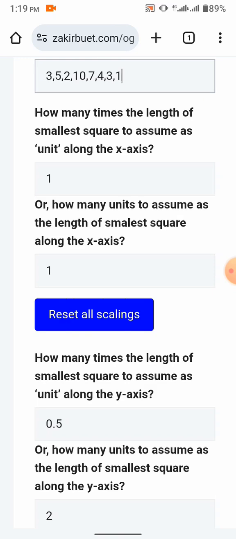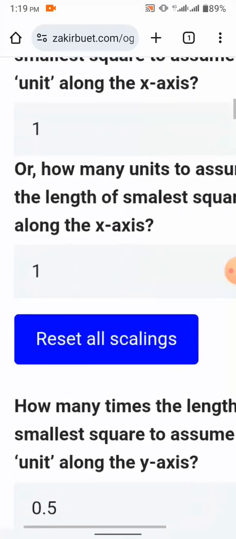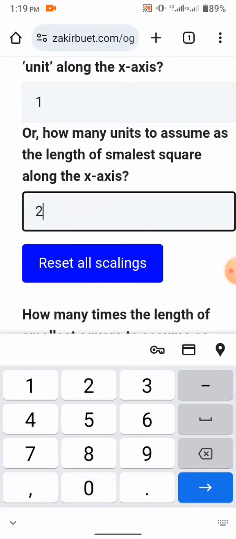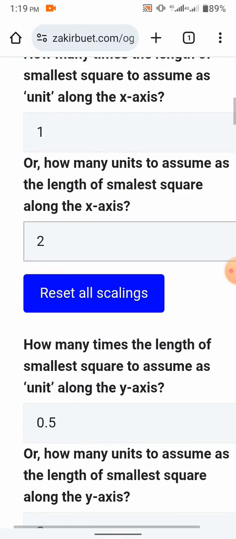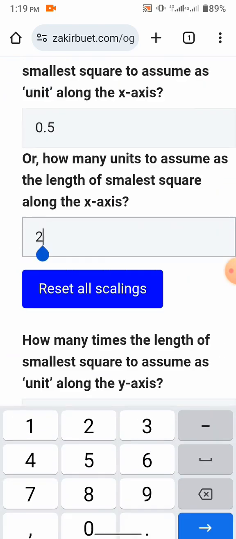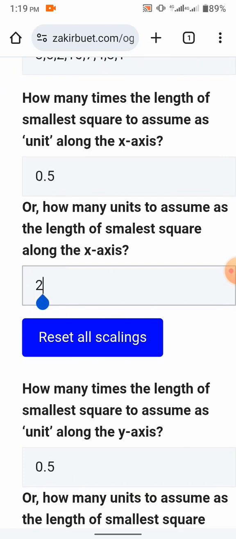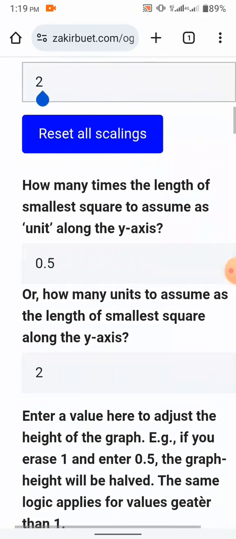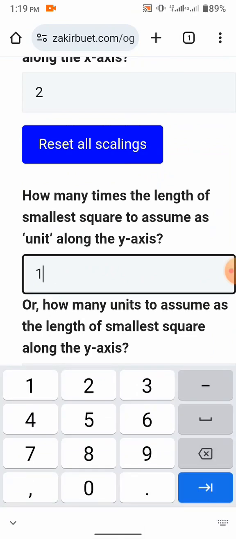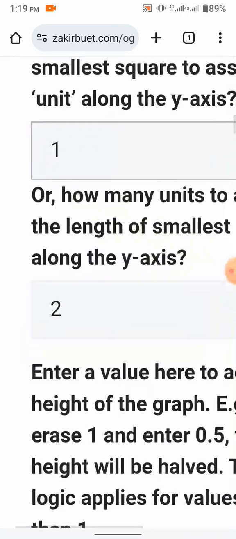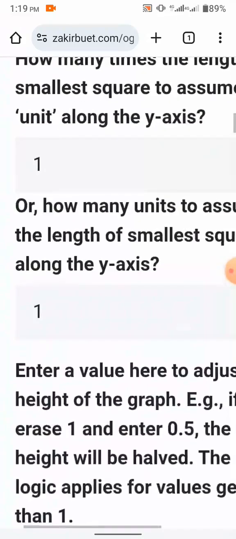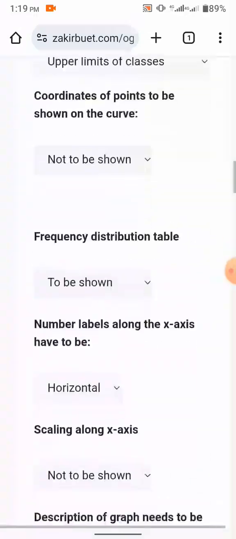So how many units to assume as the length of smallest square along the x-axis? I believe it is 2. You may have known that these two places are inverse to one another, and along the y-axis it should be simply 1. So if you change 1, then the other will be automatically changed, like I tap and the other thing changes. So here is the graph.